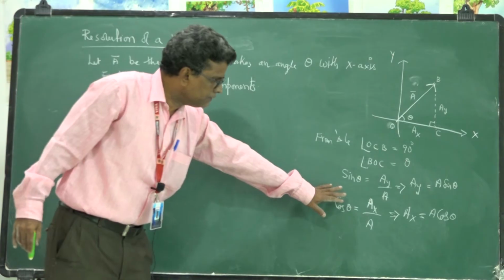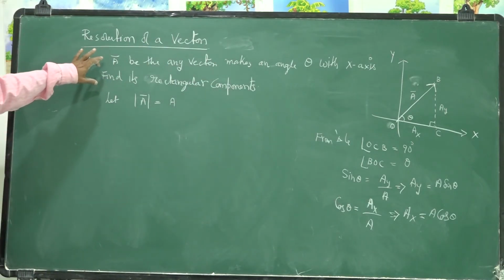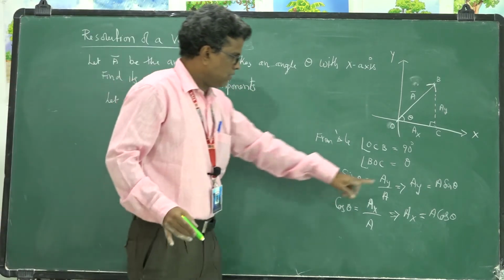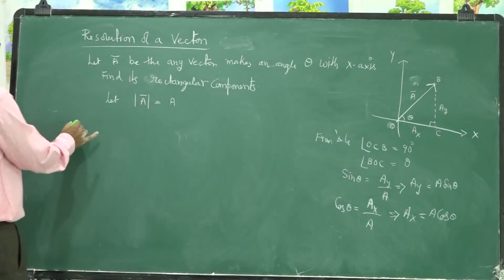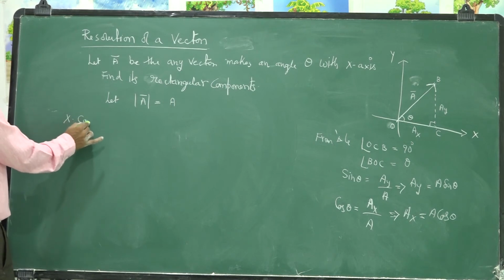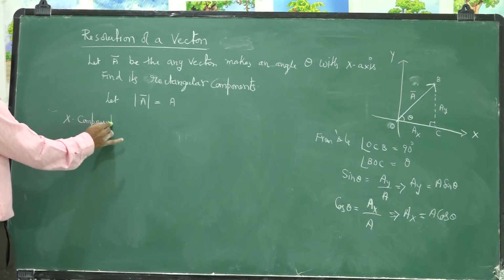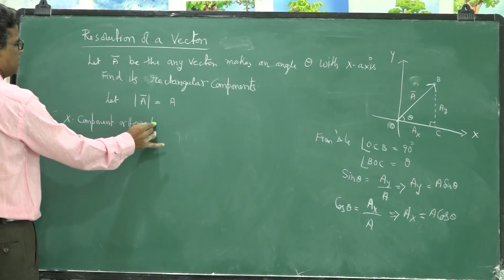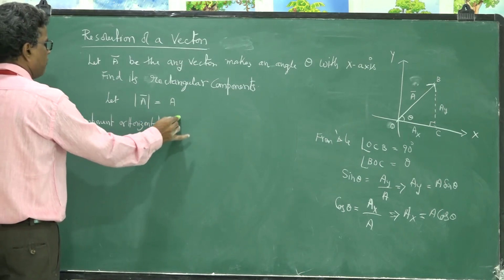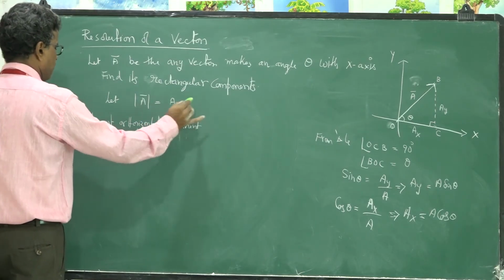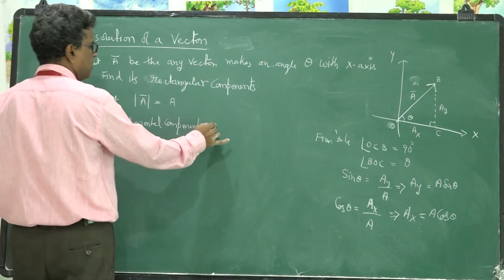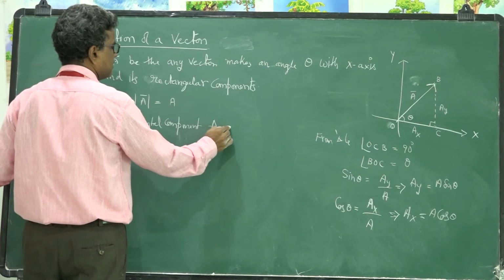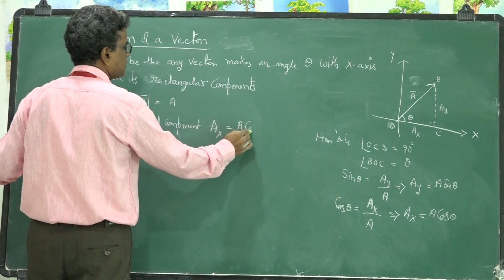So these are the components. What is the x component? The x component, or we can call it the horizontal component. What is the x component or horizontal component of the vector? We can represent it with AX, which is given by A cos theta.